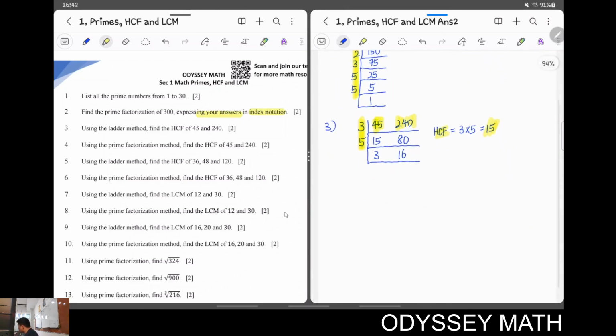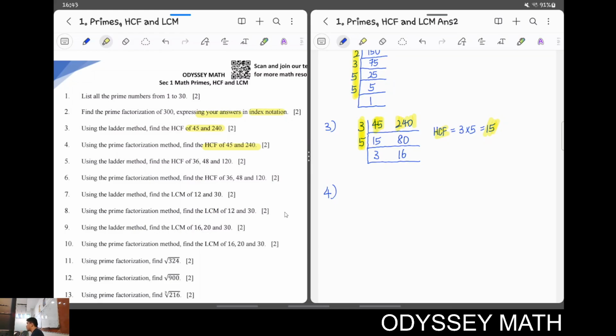Now, I also want to go through the non-ladder method, which is question 4. If you notice, question 4 and question 3 are the same. We have to find the HCF of 45 and 240 for both. The answer for question 4 will be the same as question 3. The difference is that question 3 uses the ladder method, while question 4 uses the prime factorization method. And I would say that the ladder method is more intuitive.